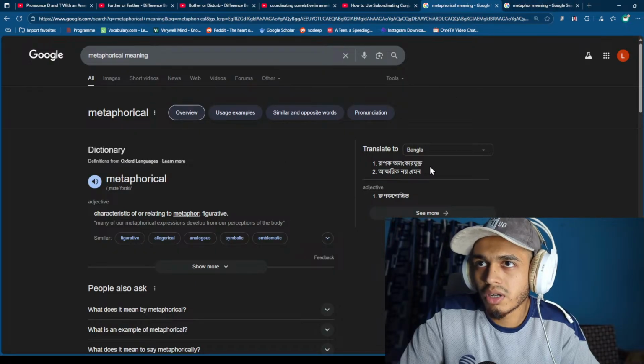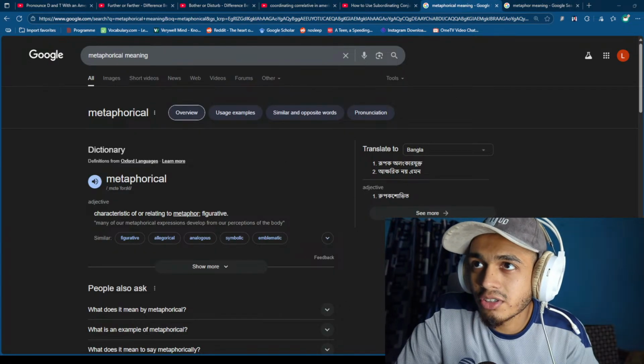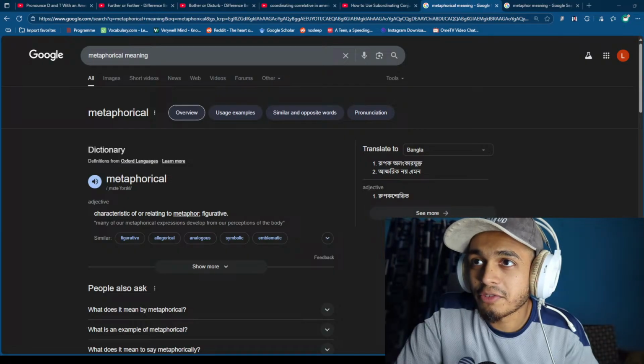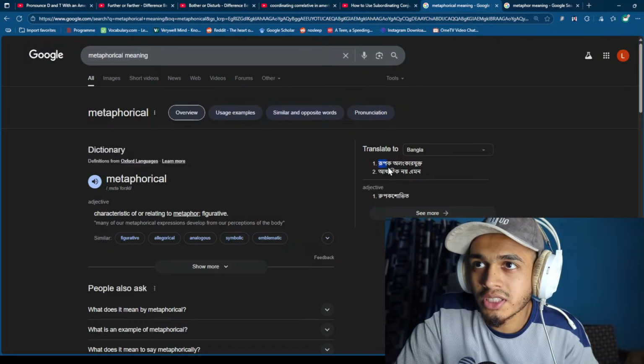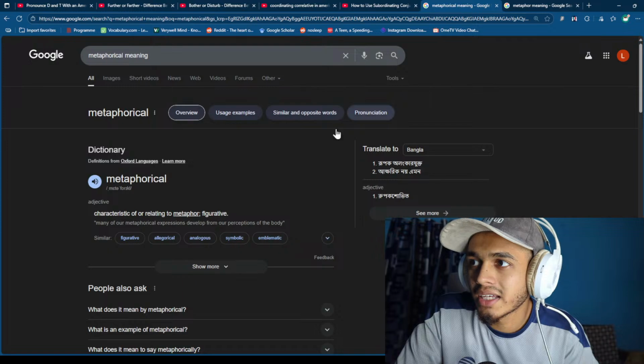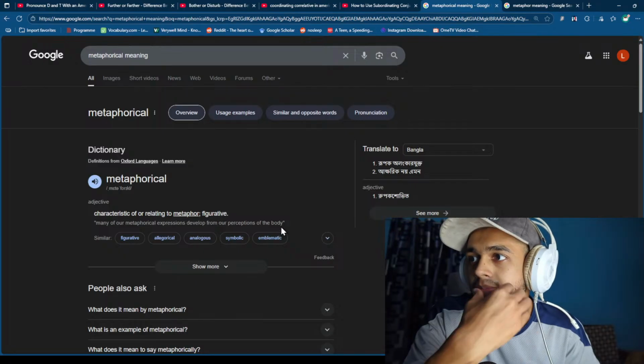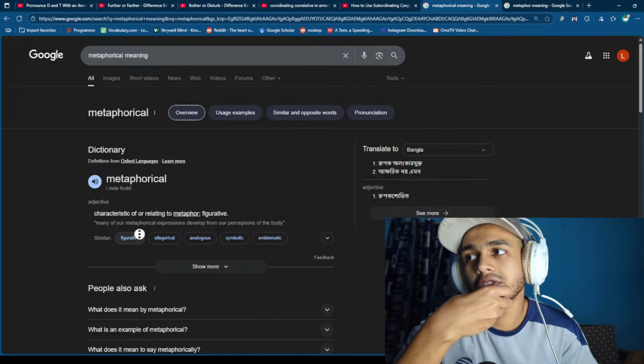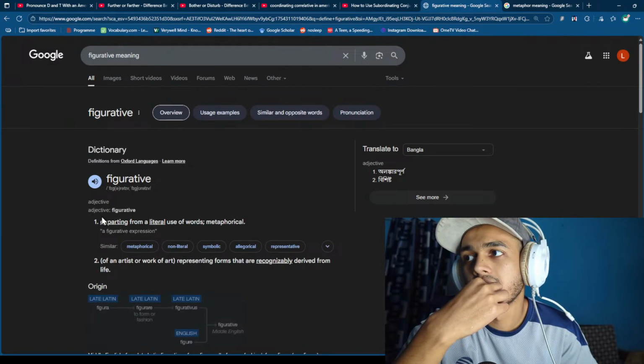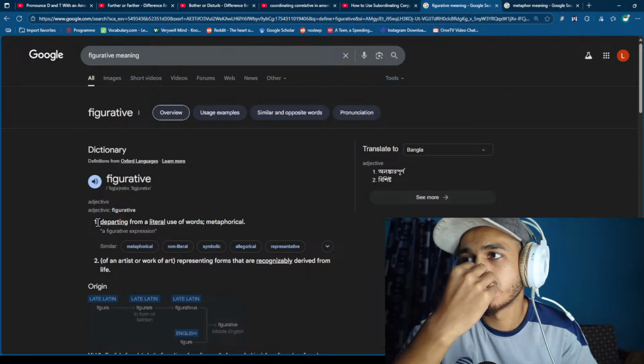I don't know what the meaning of metaphorical is in Bangla, bro. Here is the meaning, but I don't understand what it's saying. Rupok Olonkar Jukto. What the heck? Many of our metaphorical expressions develop from our perceptions of the body. Figurative. What is the figurative meaning? Departing from a literal use of words, metaphorical.